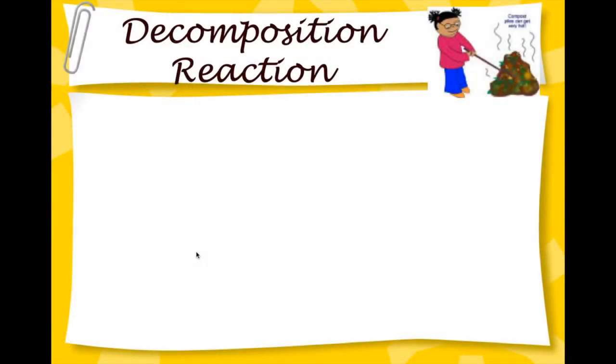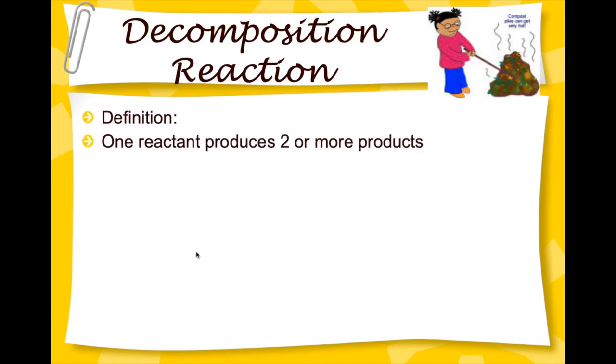All right, the next one we want to talk about is decomposition. And again, this is a word that we use in different contexts, so it's possible you can sort of predict what's going to happen. If something is decomposing on the side of the road, in a compost bin, in a forest somewhere, whatever, it's breaking down. It's breaking down into its pieces. So the definition of decomposition is that you have one reactant that is producing two or more products.